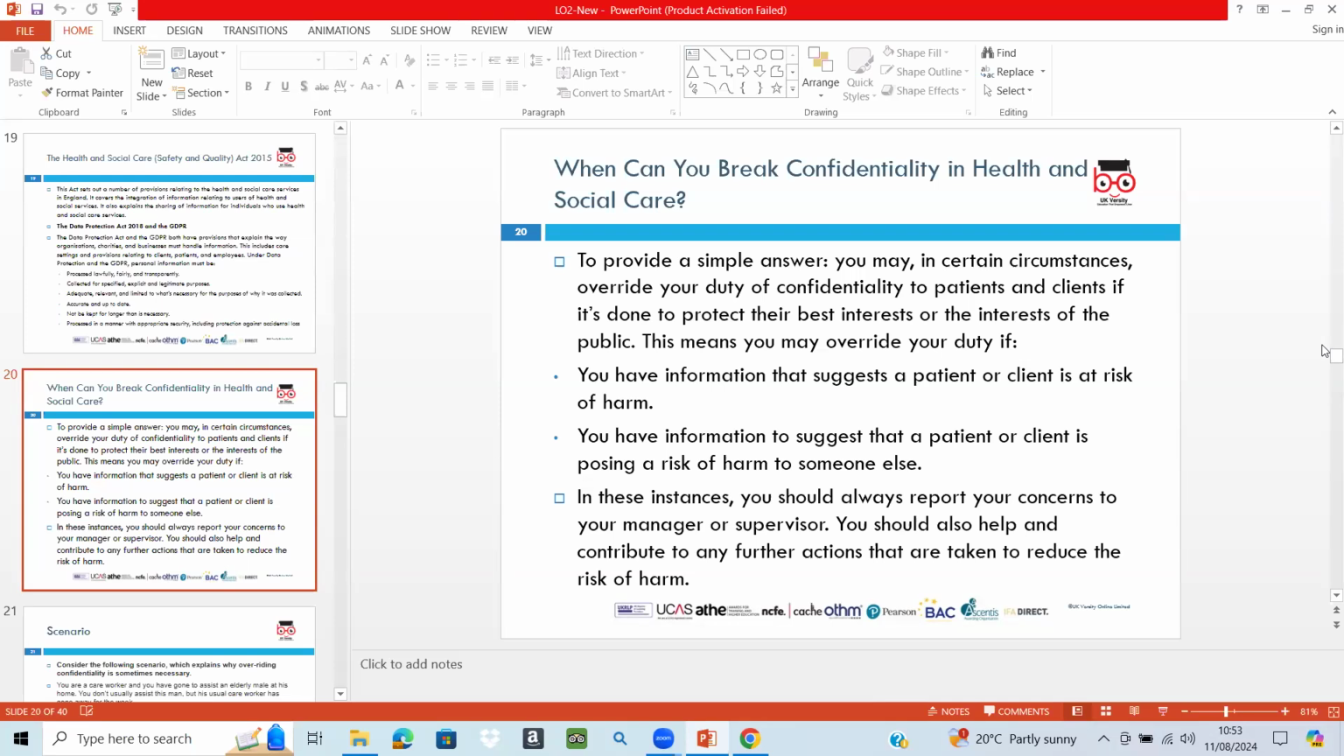And we also have public interest. In some cases, confidentiality might be broken to protect public safety. For example, if a service user is diagnosed with a highly contagious disease like TB, healthcare providers might need to inform public health authorities to prevent an outbreak, even if the service user wishes to keep their diagnosis private.